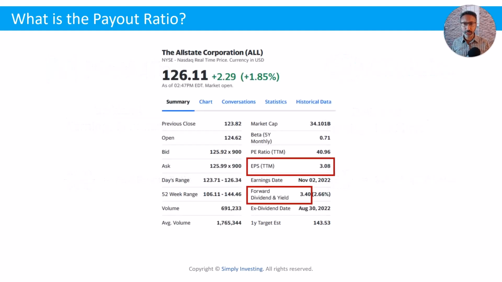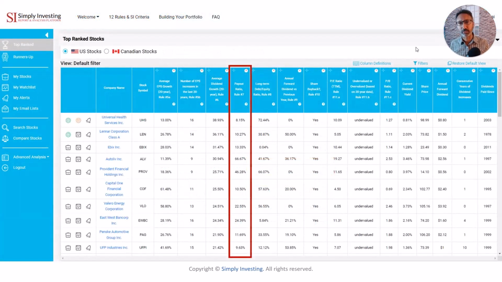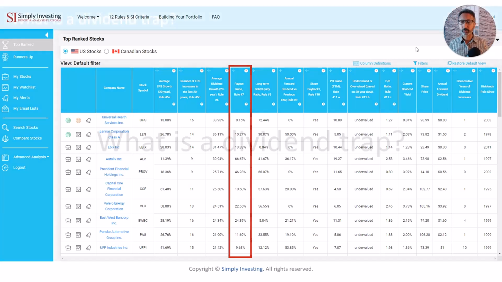So I showed you how to do that. You can go to Yahoo Finance or any website and get the earnings and the dividends for any company you're looking at investing in. Faster way to do it is on the Simply Investing platform. We calculate the payout ratio for you, or our application does calculate the payout ratio for you for all 8,000 stocks in the US and Canada every single day. And we show them to you on the screen. And so it's very easy for you to filter out companies that have very high payout ratios.